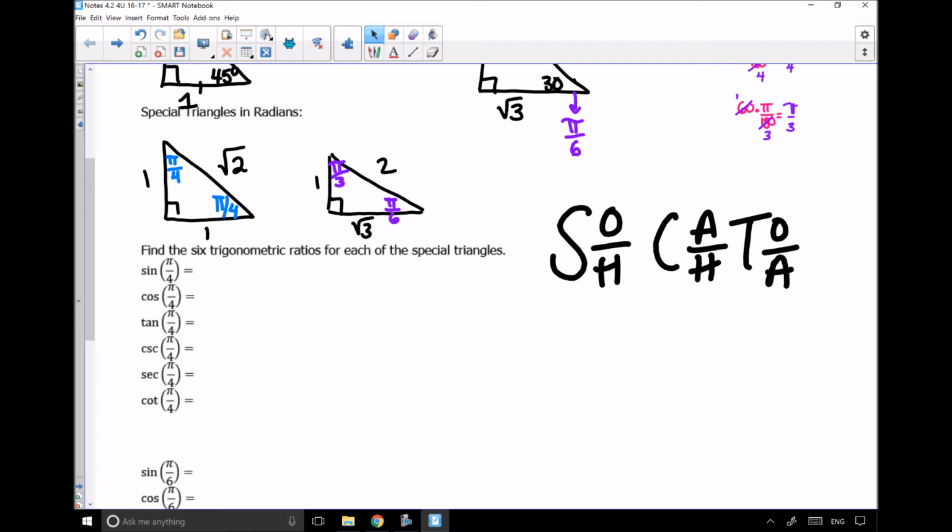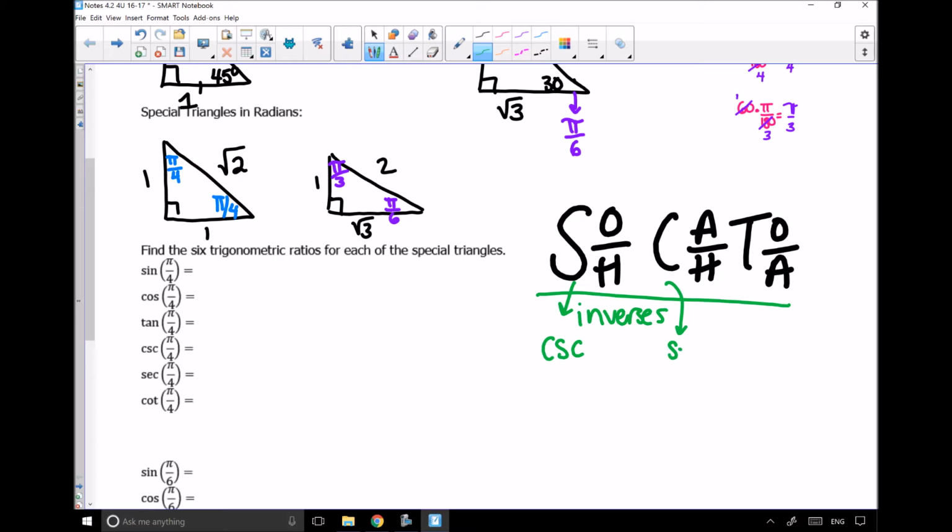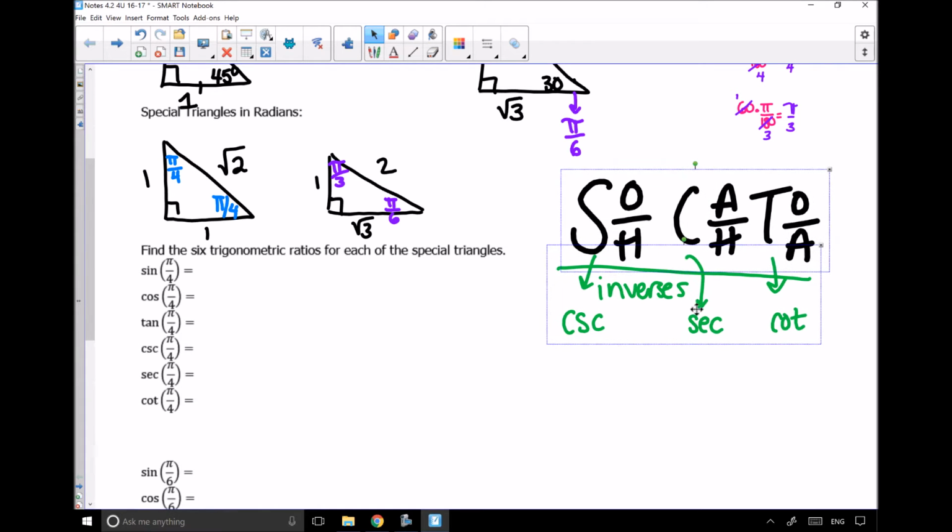Also, we need to make sure what the cosecant, the secant, and the cotangent are. So I'm just going to write here, our inverses are going to be cosecant for sine, secant for cosine, and cotangent for tangent. So all of that stuff right here is really important to know because we have to be able to figure out these values. Now when we say the inverse, that means that the cosecant would just be the hypotenuse over the opposite. Or I could just do the inverse, I could flip, do the reciprocal of whatever sine is.